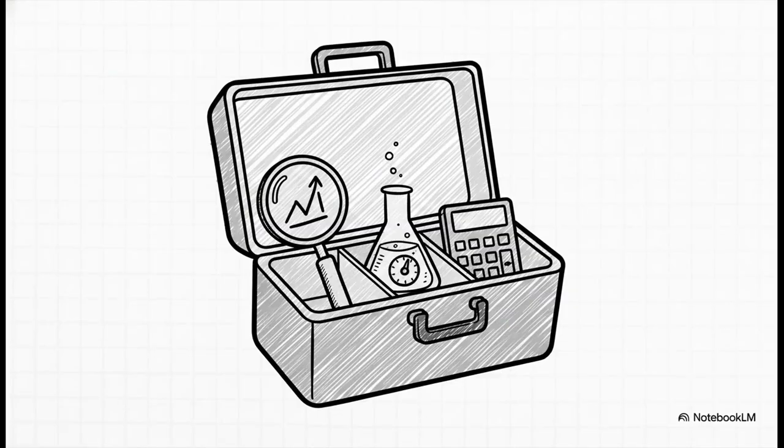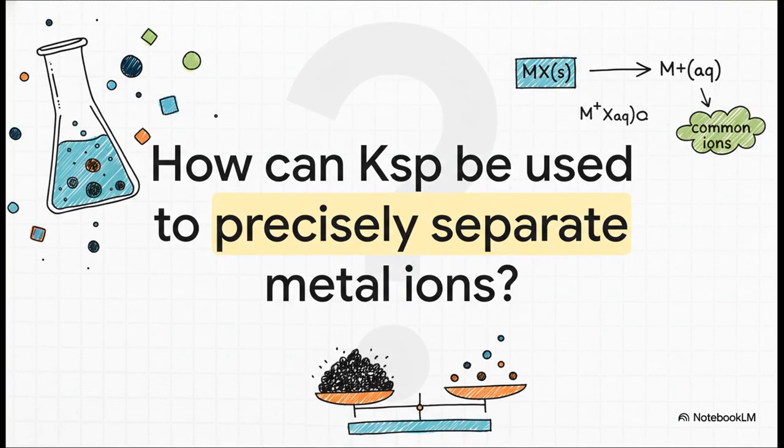So I think the big takeaway here is that Ksp isn't just some random number in a textbook. It's a genuinely powerful and practical tool that chemists use all the time to understand, to predict, and even to control what's happening inside a solution. And that leaves us with a final question to chew on. If different compounds have wildly different Ksp values, and if you can manipulate their solubility using the common ion effect, how could you use that knowledge to, say, pull just one specific metal ion out of a complex mixture, leaving all the others behind? That right there, that's the power of understanding Ksp.